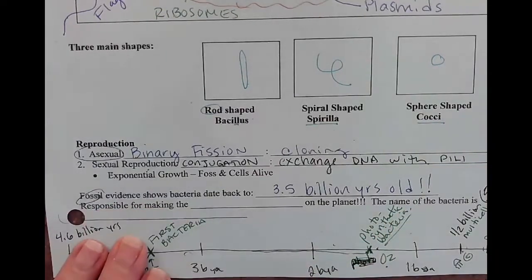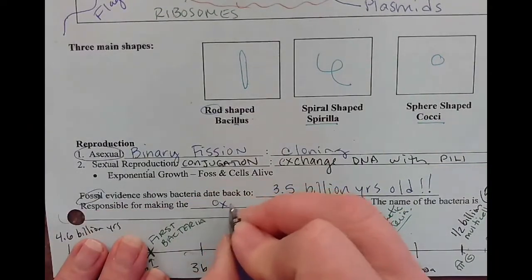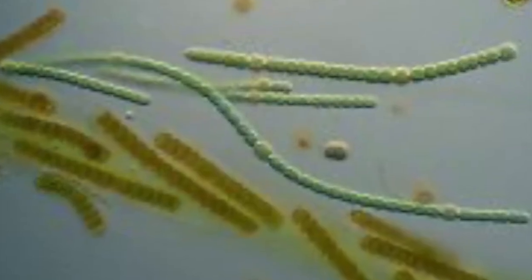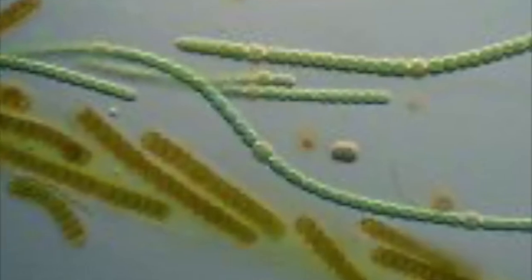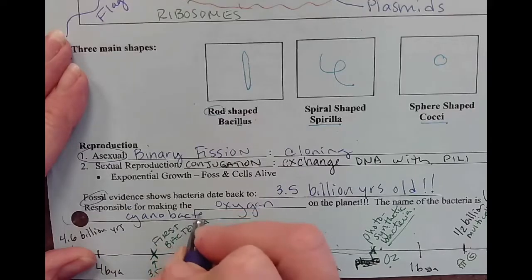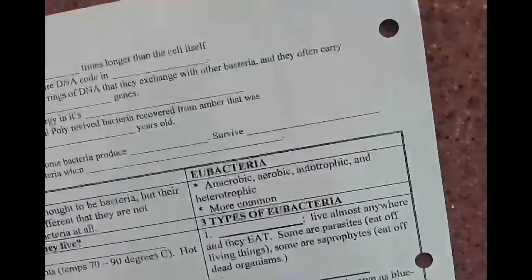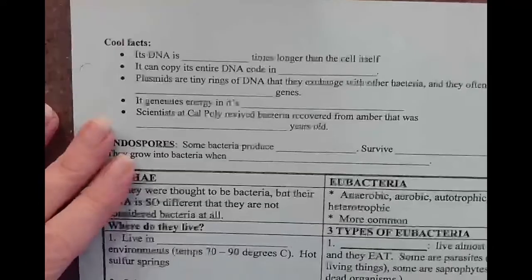And we have really old fossils, and they are responsible for making the oxygen on the planet. The bacteria that do that, cyanobacteria. Thank you, cyanobacteria, for making us our oxygen. Awesome. On the back, some interesting facts about bacteria.